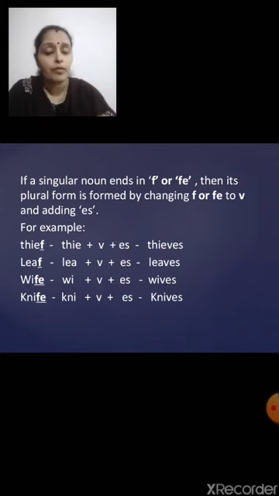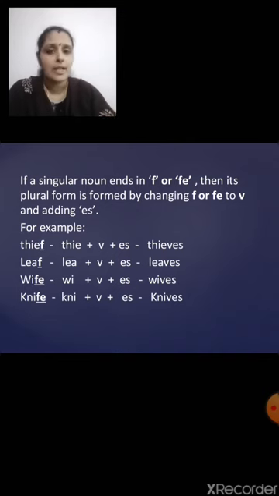T-H-I-E-F, thief. What's the last letter here? F. So now what am I going to do to make a plural form? I'll remove f from that. Instead of f, I'm going to write v and then I will add es. So now my plural form of thief becomes T-H-I-E-V-E-S, thieves. Right?